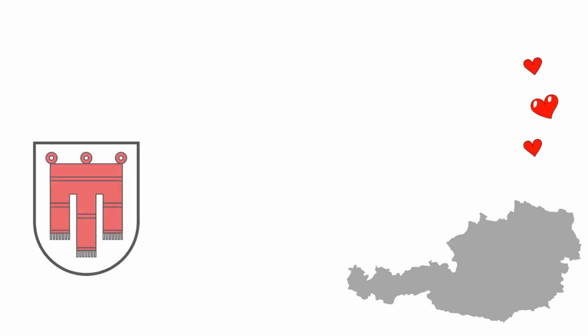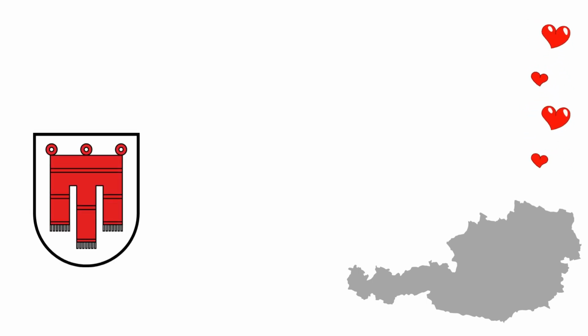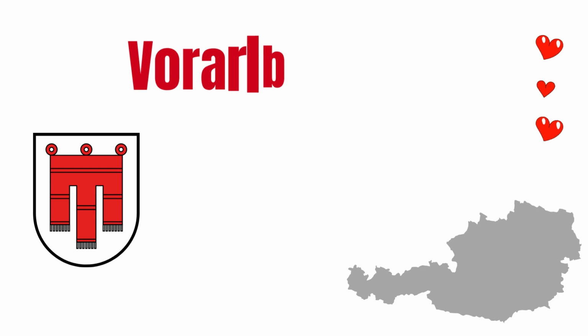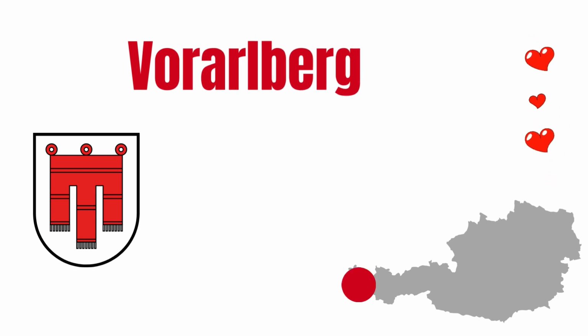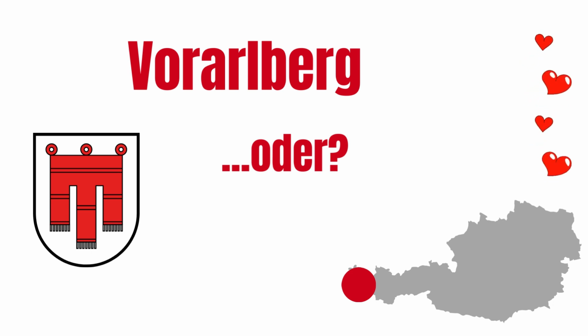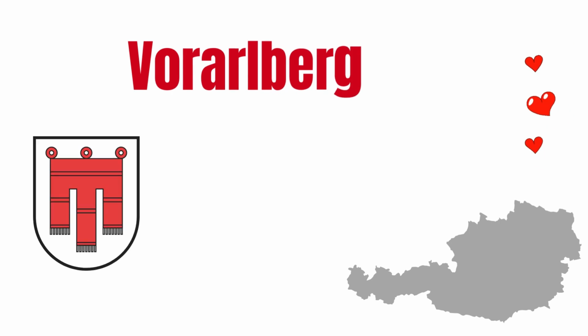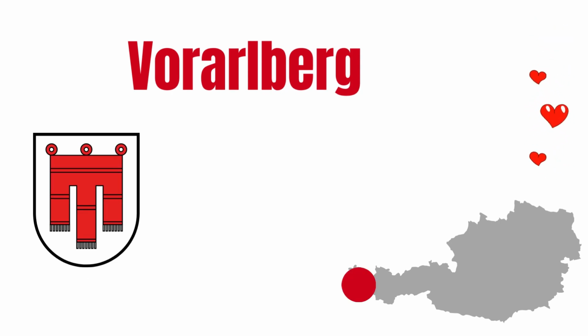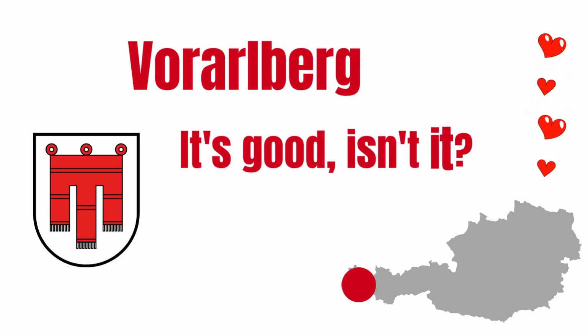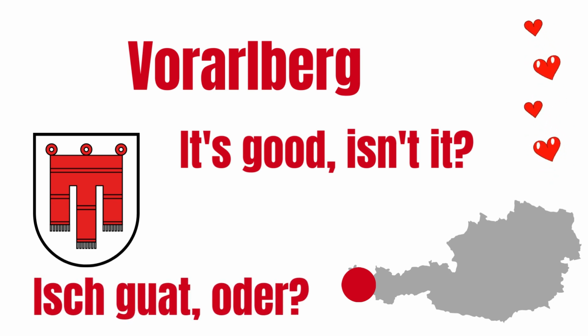Let's start with Vorarlberg. In Vorarlberg, it is very common to use the question tag ODER. People in Vorarlberg like saying ODER more often than in other parts of Austria, where ODER is also a common question tag. For example, it is good, isn't it? Could sound like ist gut, oder?